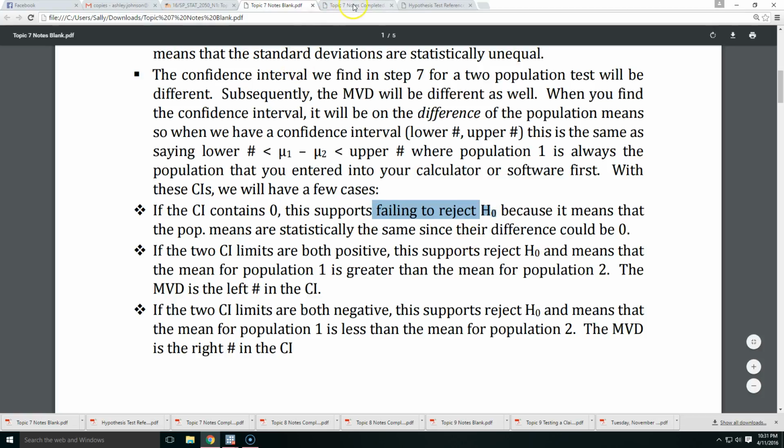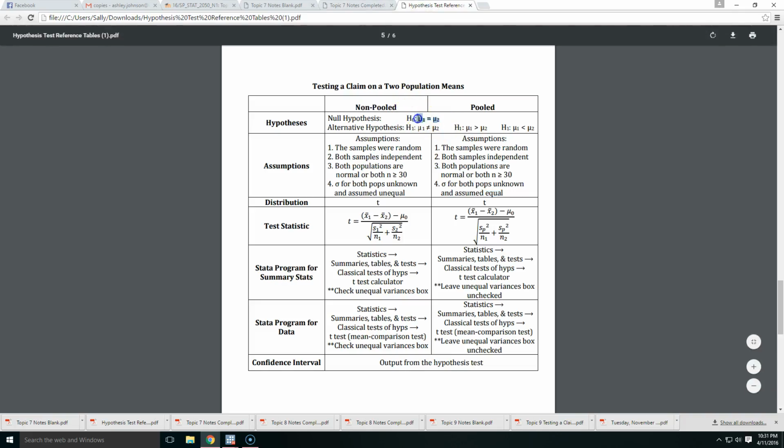And H0, remember, is going to say that they're equal every time. So if we have evidence to suggest that there could be the same number in the confidence interval, and that results in a 0, then we will conclude that they are statistically the same. So we have no evidence to refute that.